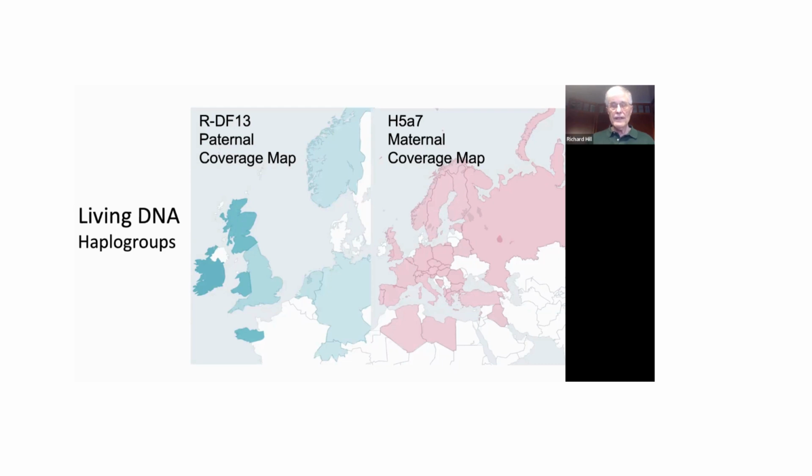Here, the Living DNA test identifies my paternal haplogroup as R-DF13, and it is very common in the British Isles. My maternal haplogroup is H5a7, and as you can see from the map, this is far less specific geographically.